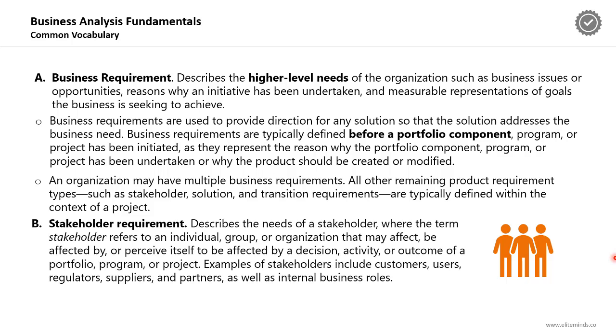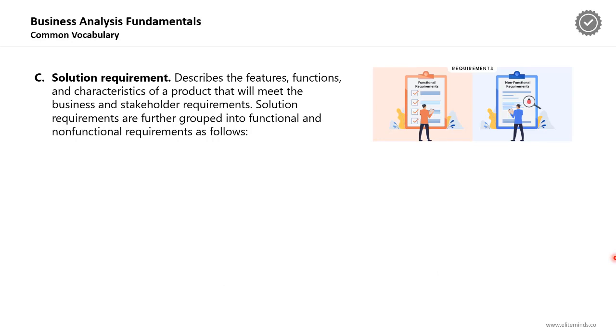The second type is the stakeholder requirement, which describes the needs of a stakeholder, where the term stakeholder, as defined earlier, refers to an individual, group, or organization that may be affected by or perceive itself to be affected by a decision, activity, or outcome of a portfolio, program, or project. Examples of stakeholders include customers, users, regulators, suppliers, and partners, as well as internal business roles. So any individual, group, or organization that may impact our product or be impacted by our product is considered a stakeholder. And any requirements that come from stakeholders are known as stakeholder requirements.